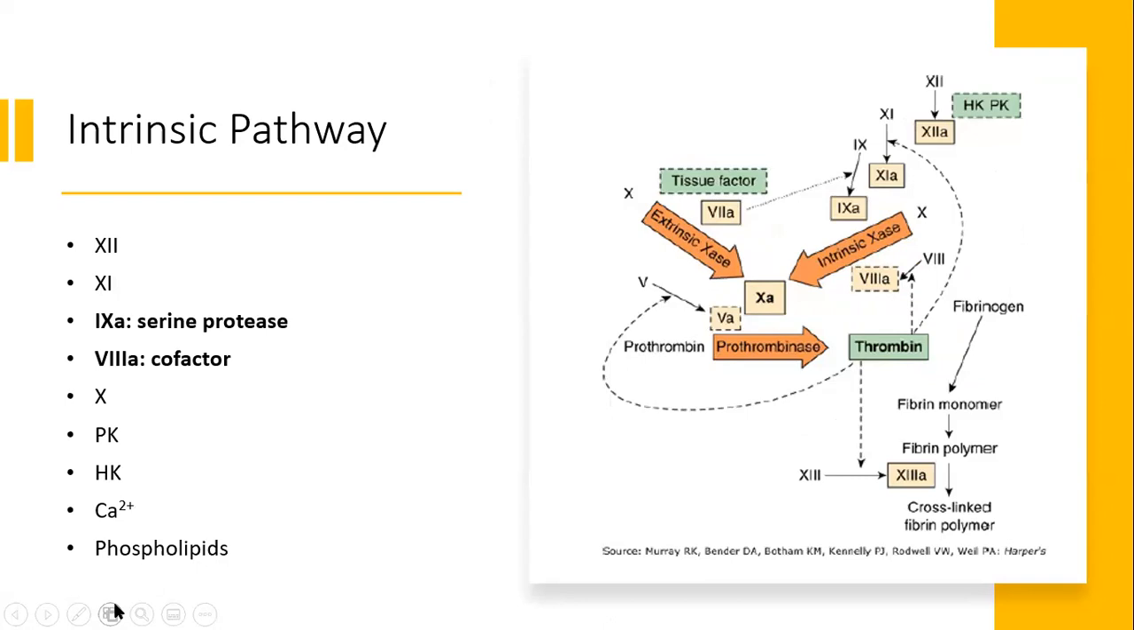Okay? Let's now go to your intrinsic pathway. In the intrinsic pathway, there are more clotting factors. You have your factor 12, factor 11, factor 9A, which is a serine protease, and clotting factor 8A, which is a cofactor that we discussed a while ago. You also have factor 10 that I mentioned, which serves as the bridge for the intrinsic and extrinsic pathways. You have your prekallikrein, PK, and your HK or high molecular weight kininogen. You also have calcium as well as your phospholipids.